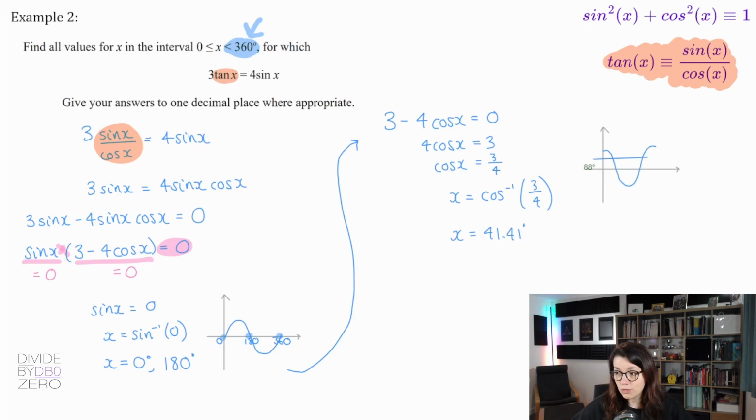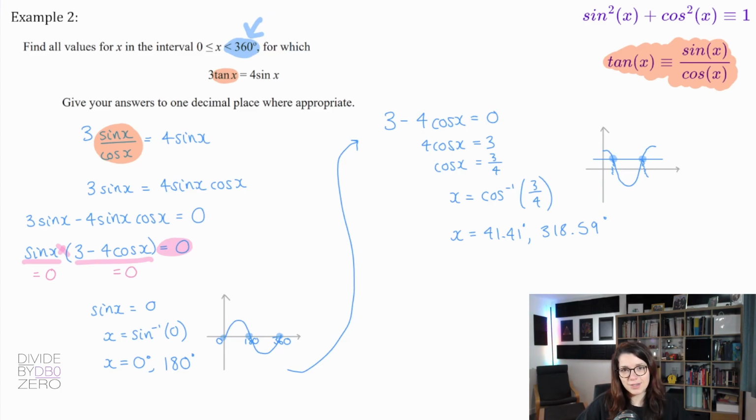Here's cos is 3/4 roughly. Got two solutions, 1, 2. That first one must be the 41.41. And then to find the second one, we just do 360 minus 41.41 using the symmetry of the cos graph there, which is 318.59. Now it's just a case of putting all the answers together.